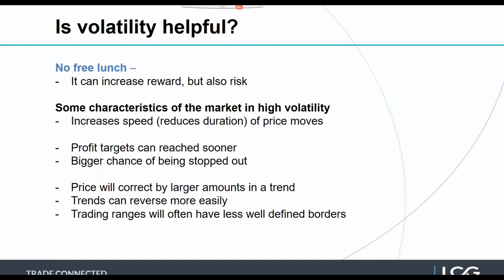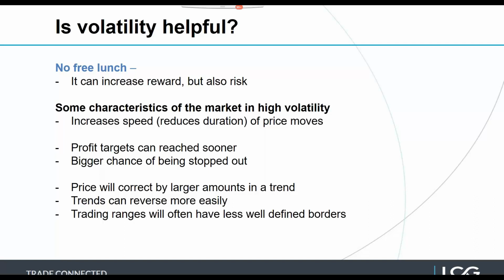Trends can reverse more easily. So obviously the sentiment is a bit more volatile in itself. The sentiment is a bit easier to change, and so while there was gradually pricing in a belief in higher prices, that can actually flip on a dime when there's higher volatility.